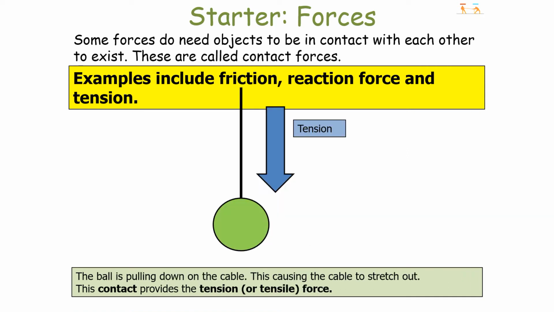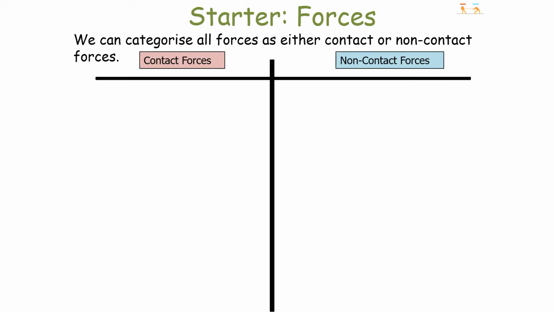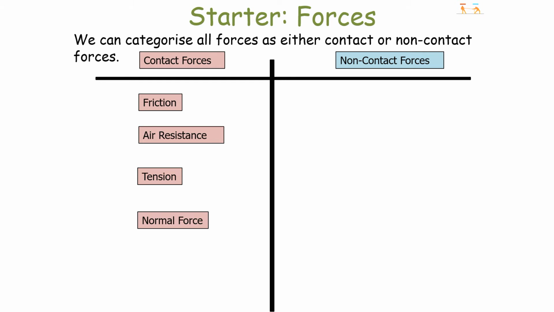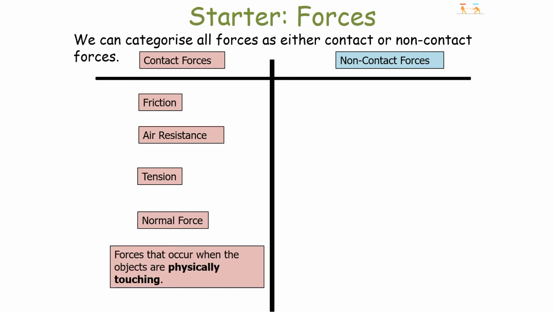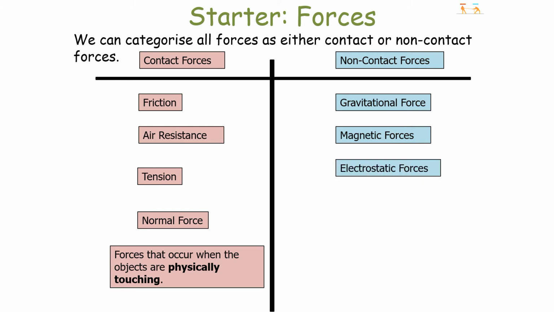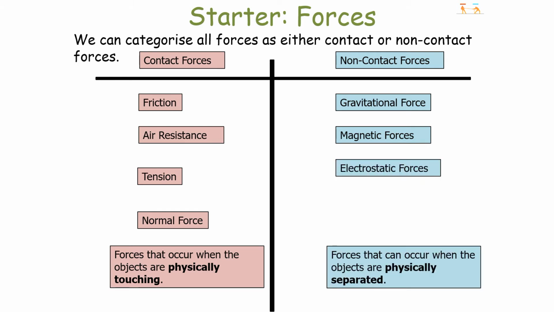In this example, the ball is pulling down on the cable. This causes the cable to stretch out. So this contact provides the tension or tensile force. So we can categorize all forces as either contact or non-contact forces. So these can include friction, air resistance, tension, the normal force. So these are contact forces, as these forces occur when objects are physically touching, whilst non-contact forces include the gravitational force, the magnetic force, the electrostatic force. So these forces can occur when objects are physically separated.